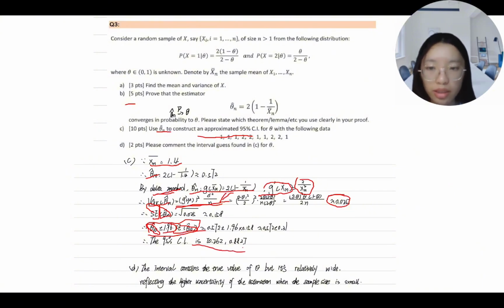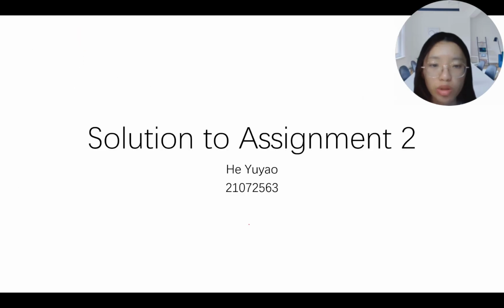And at last, question D is to comment on the interval. When we calculate this interval, we found the interval contains the true value of theta, but it is relatively wide. It is so wide. So it reflects the higher uncertainty of the estimation when the sample size is too small, because it is just 10 data points in part C. Okay, so that is all of the solutions to assignment 2.